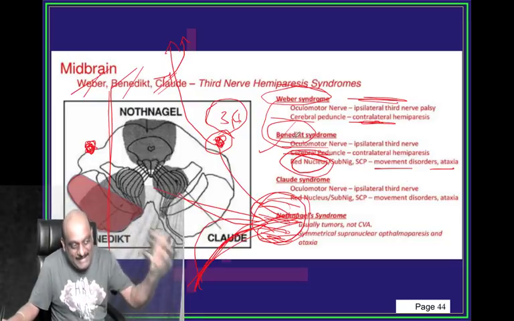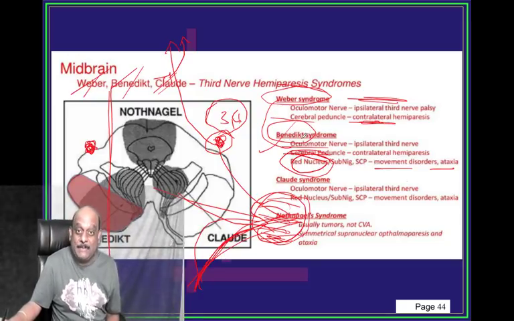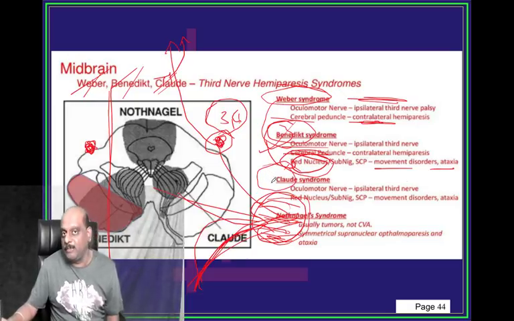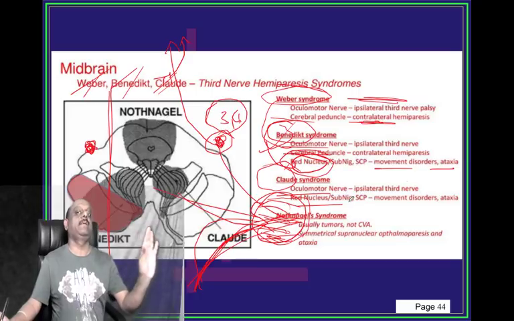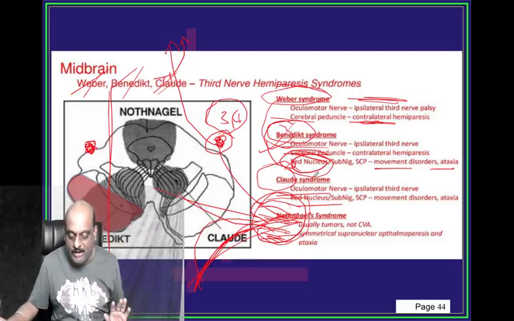Glucose. Urine mein kitna glucose hai malum hone ke liye aap kya istemal karte? Benedict's test. So, Benedict's is red nucleus. Claude syndrome: oculomotor is involved, red nucleus involved, but not cerebral peduncle.